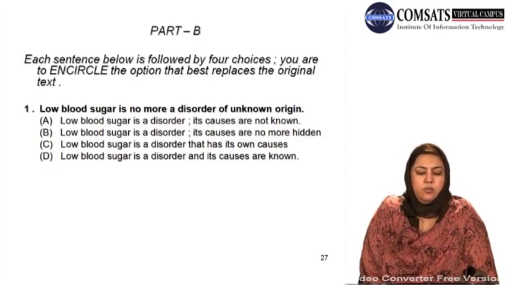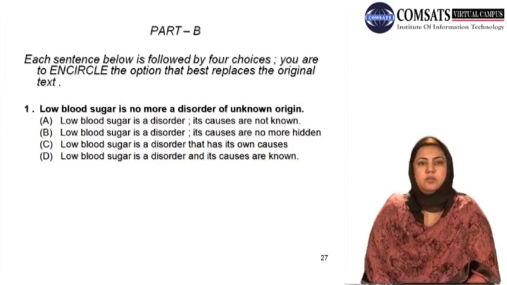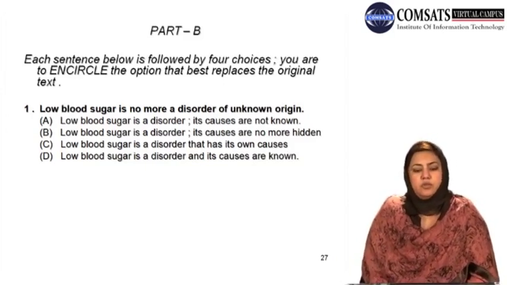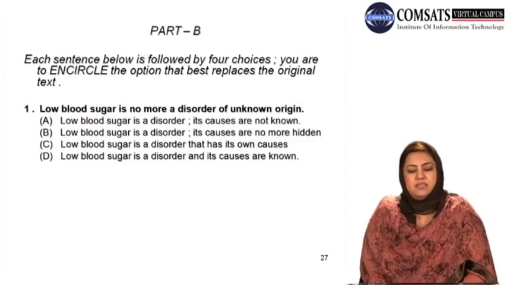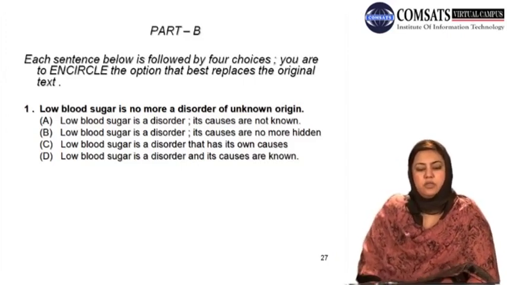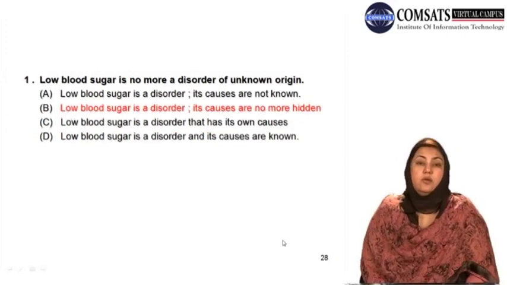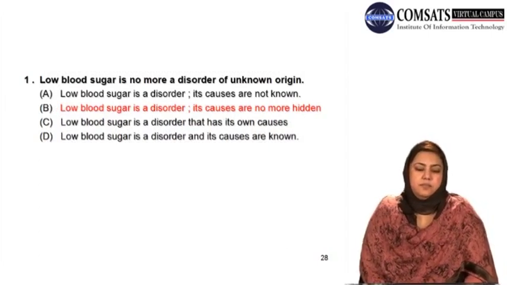Option B, low blood sugar is a disorder. Its causes are no more hidden. Option C, low blood sugar is a disorder that has its own causes. And option D, low blood sugar is a disorder and its causes are known. Out of these 4 options, mark your option as the best substitute or replacement for the original sentence. Look at the correct answer.